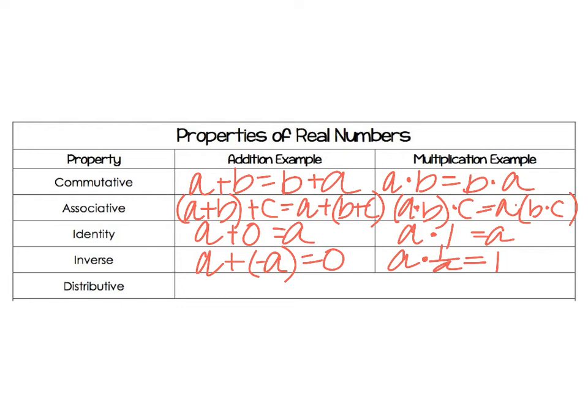And then last but not least, distributive property uses both addition and multiplication, and you should all be pretty familiar with the distributive property. So distributive property, if we've got A times b plus c, we can rewrite this as A times b, so we distribute the A to the b, plus A times c. All right, so here are the properties of real numbers.